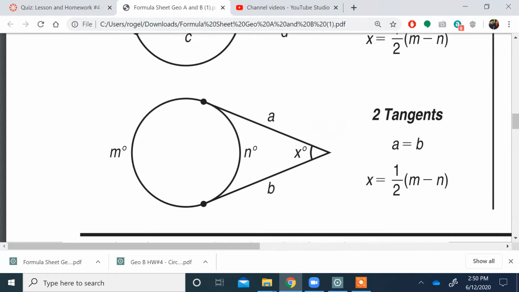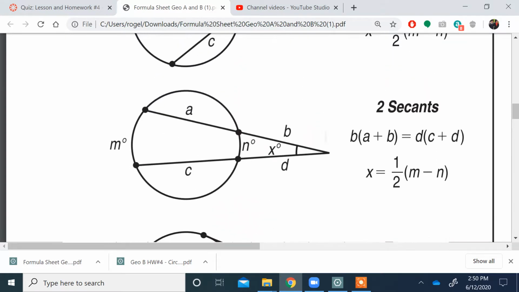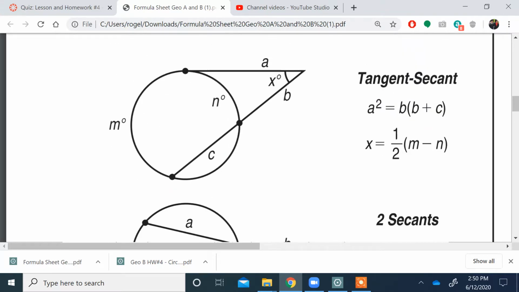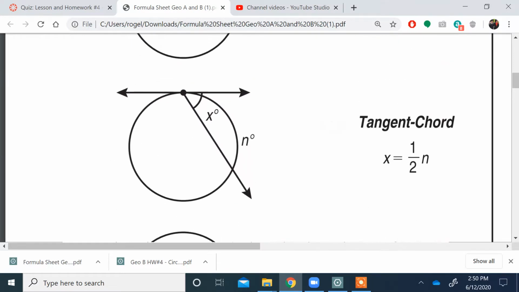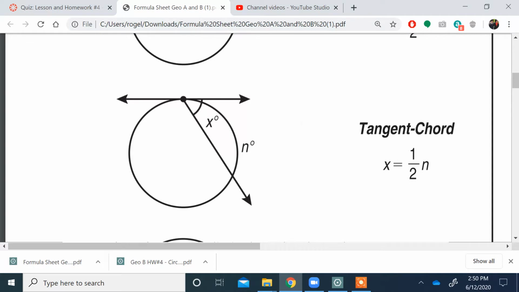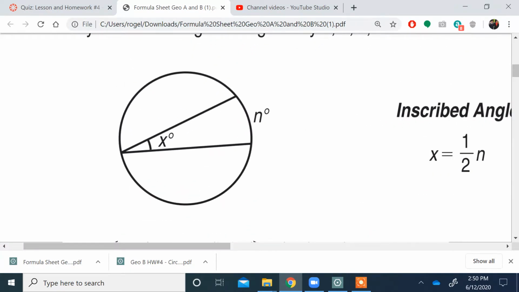or that? They always have specific names. This one is, for example, two tangents. A tangent is a segment that is attached to a circle by a point. And then we have secants, and then a tangent and a secant, and then two chords. Chords are pretty much two segments inside the circle, and then we have a tangent and a chord. So you have to be able to recognize what we have in here.